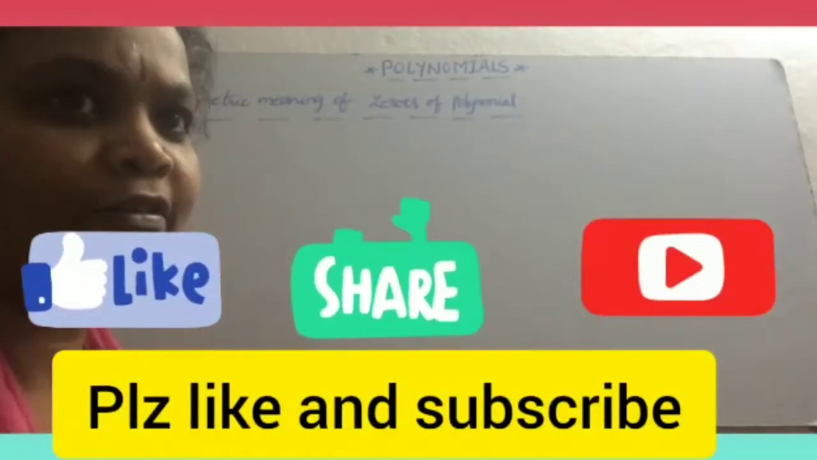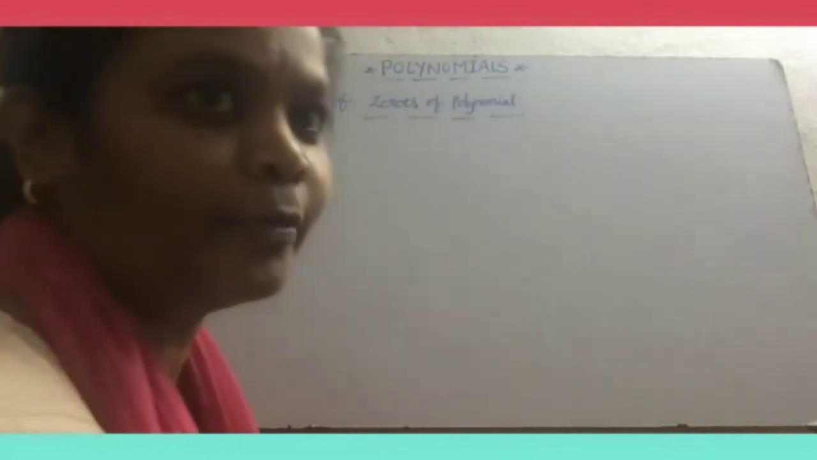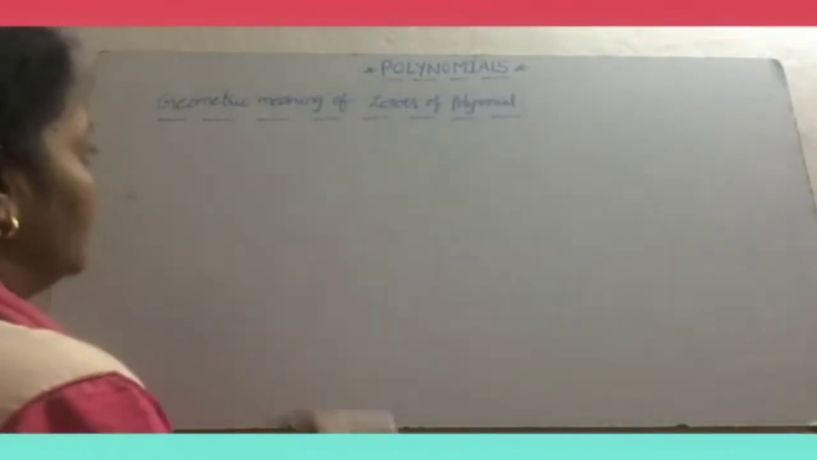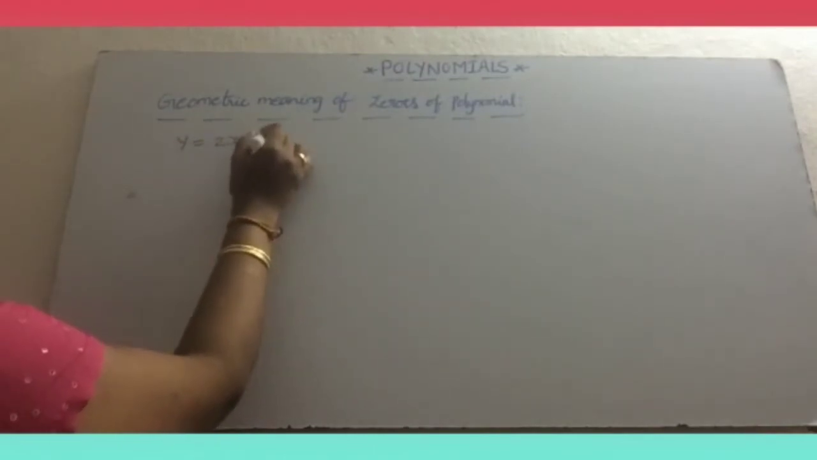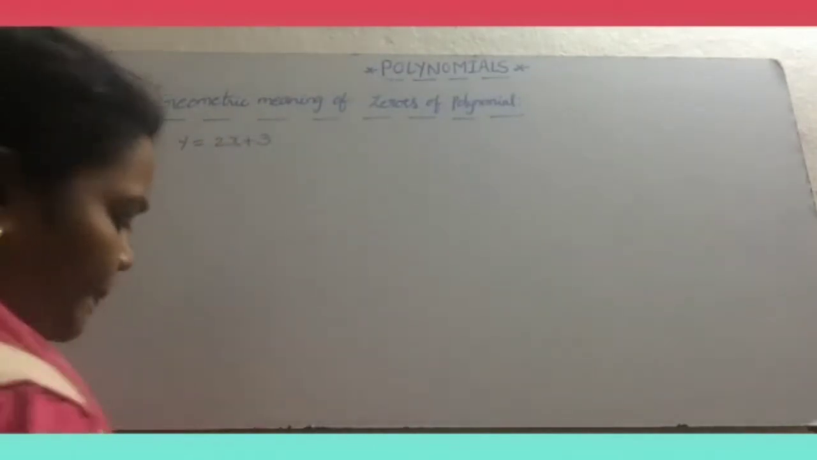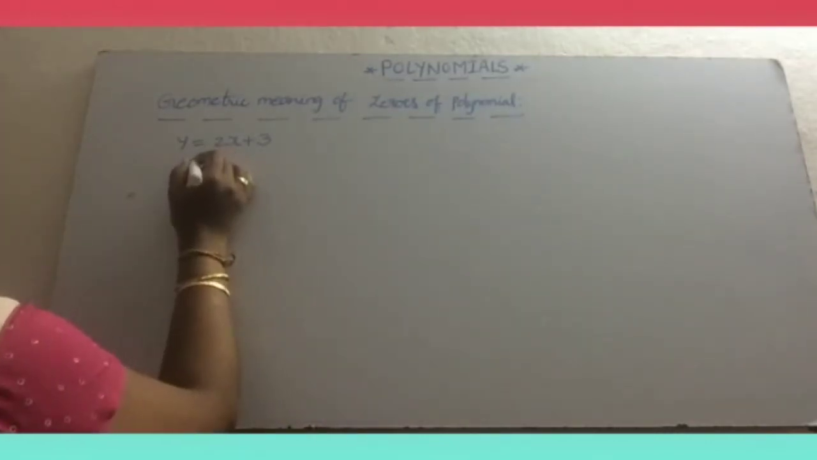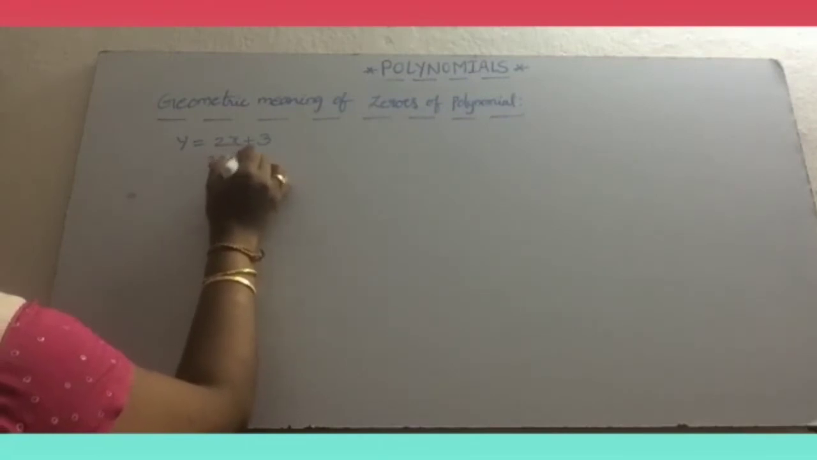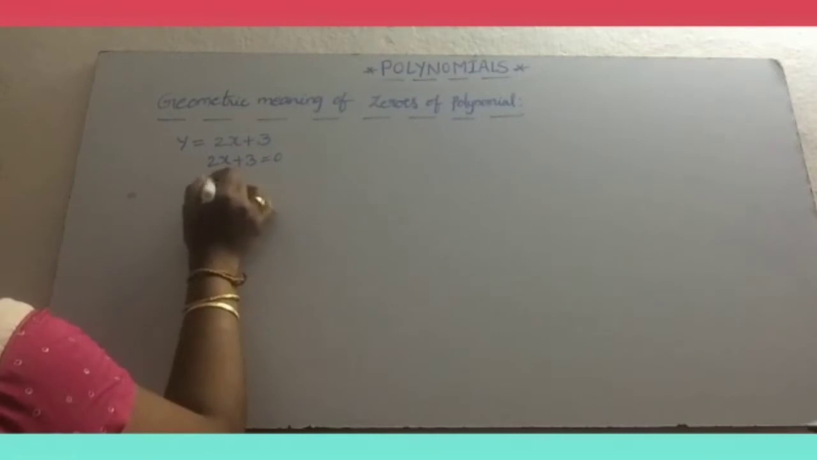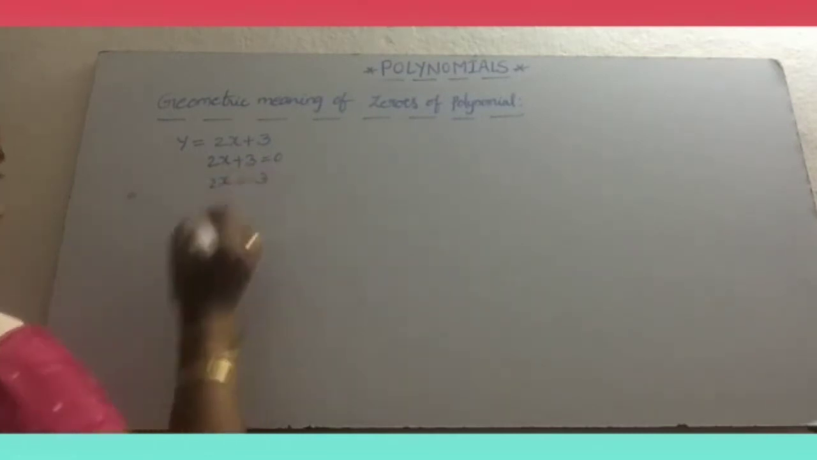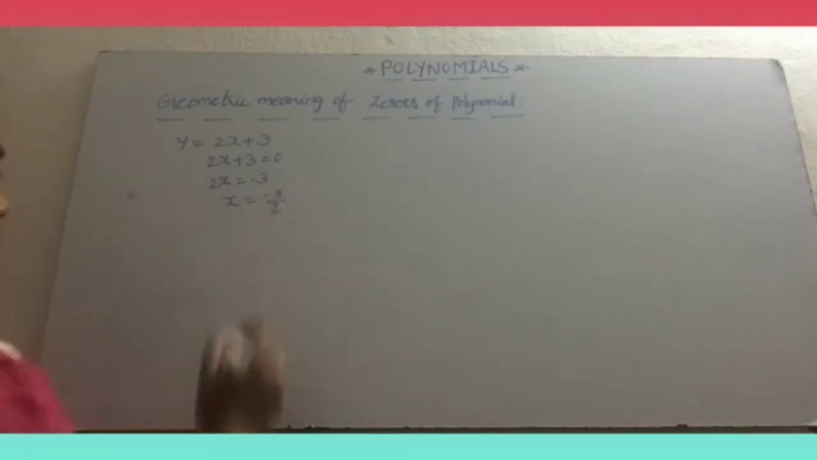Hello students, today we will discuss the geometric meaning of zeros of a polynomial. Now I will take the linear equation y equal to 2x plus 3, and suppose 2x plus 3 is equal to 0, then 2x equal to minus 3, x equal to minus 3 by 2.